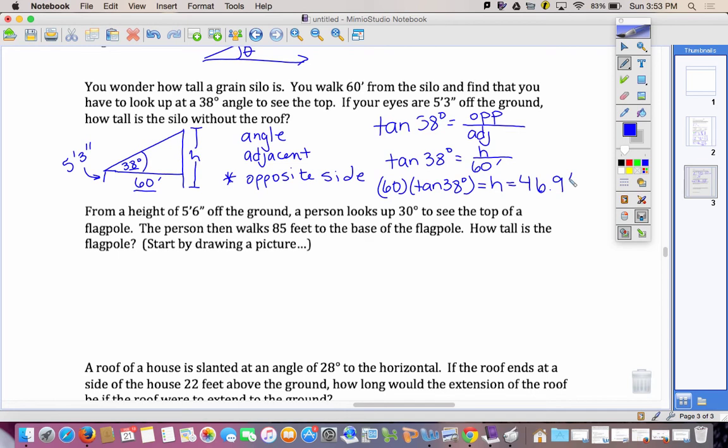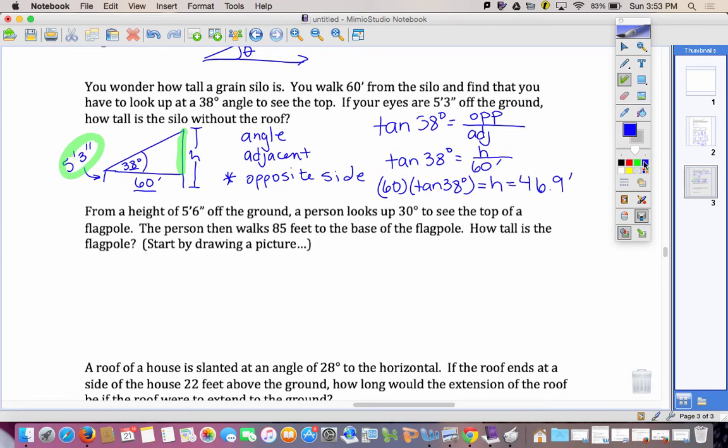Okay, so am I done? Well, no, because that height is just this height here. But the entire silo is all the way down to the ground. So you need to add in this 5 foot 3 inches. Now, 5 foot 3 inches in just feet is how much?